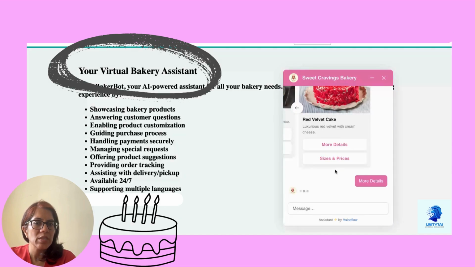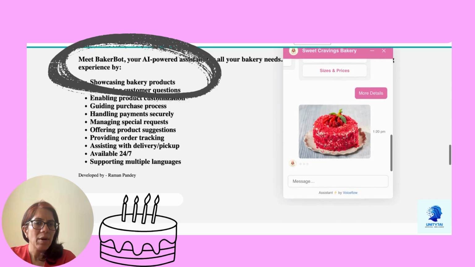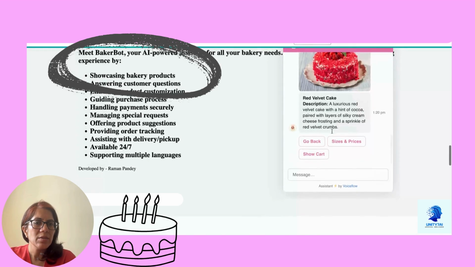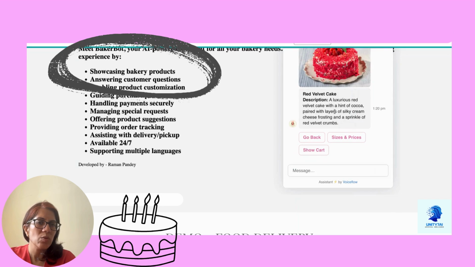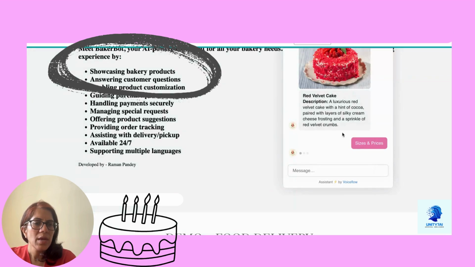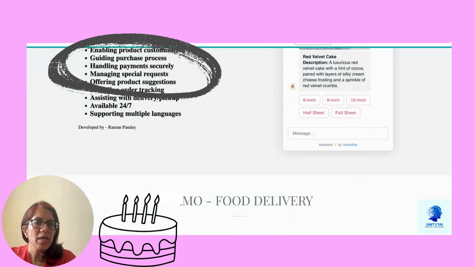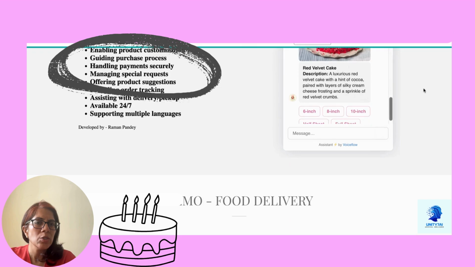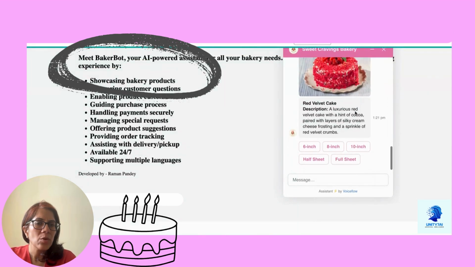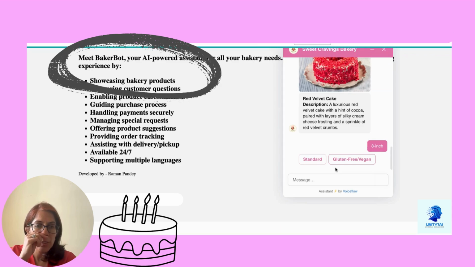So if you click on more details, it'll tell you more about the cake, and here it gives you a description, and you can also add ingredients and recipes. I mean, you can go all in with this. We're going to see sizes and prices for now, and so here it's pulling out 8-inch, 6-inch, 10-inch, and you can pick your option, half sheet or full sheet as well. So let's just go with 8-inch.